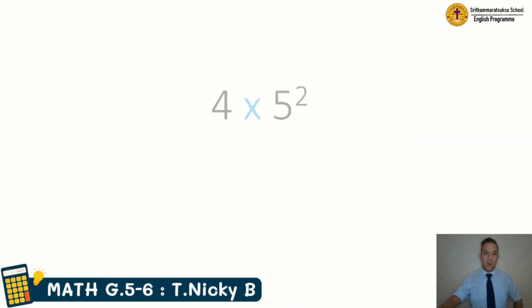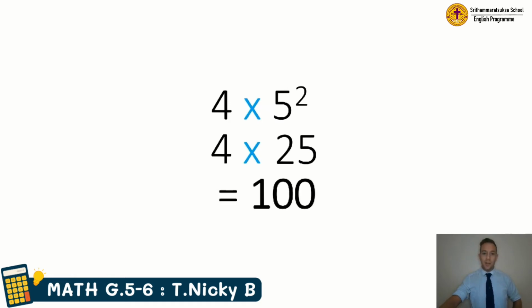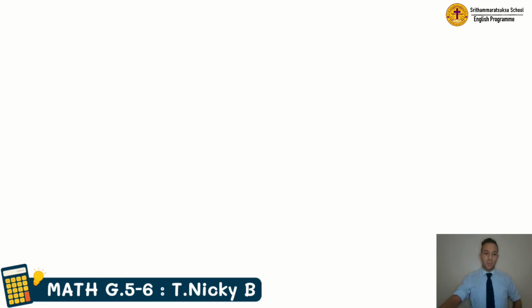Alright, let's look at this example. 4 multiplied by 5 to the power of 2. In this problem we can see we have an exponent, which means we need to do that before we do the other operations. So how do we solve this? We take the base number and we multiply it by a power. So this will be 5 multiplied by itself twice. 5 times 5 is 25. 4 times 25 is 100. Pretty easy.